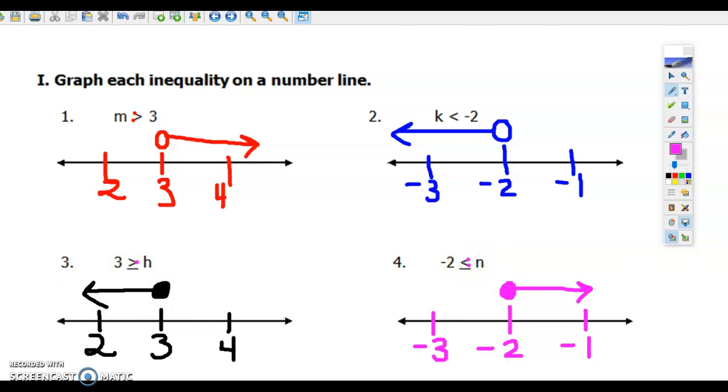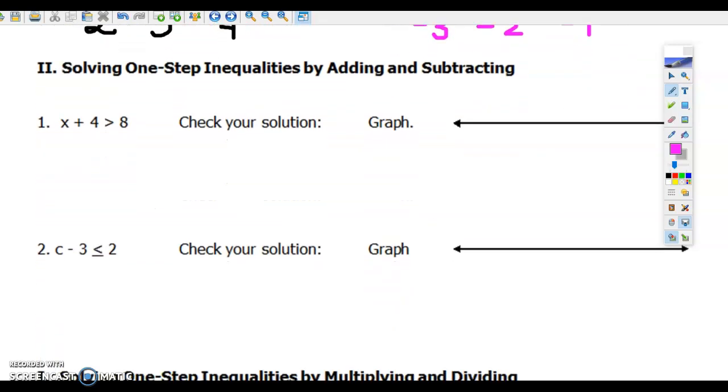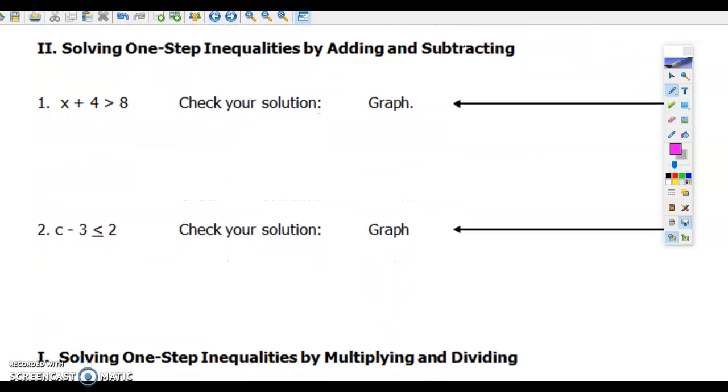Now we're going to solve them and then graph them. It's very similar to solving an equation. There's a few parts that make it different, but a lot of it is the same. So there's a few exceptions to the rules, but a lot of it is the same as solving equations. So the journey of x was adding 4. We're going to subtract 4 on both sides. And x is not equal to 4. It's greater than 4. You keep whatever that inequality symbol is right there.